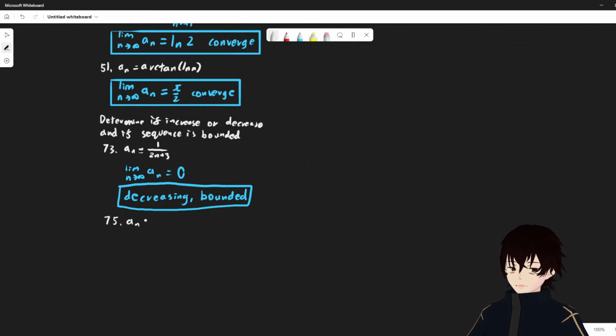75, a sub n. Wait, is that correct? Yes, it's correct. A sub n is equal to n times -1 to the power of n. It goes positive, negative, positive, negative, positive, negative. So this is non-monotonic. And the limit as n approaches infinity of a sub n does not exist, because the magnitude goes higher and higher.